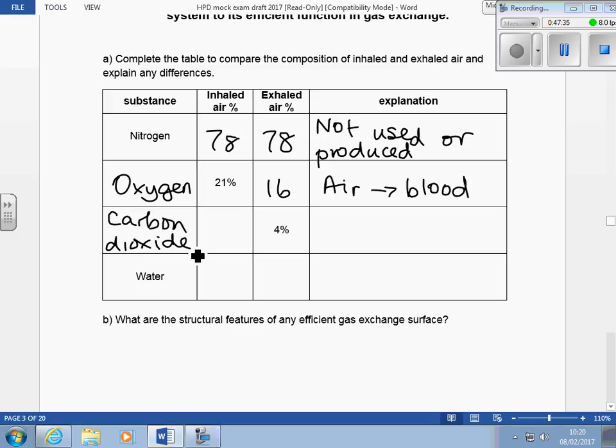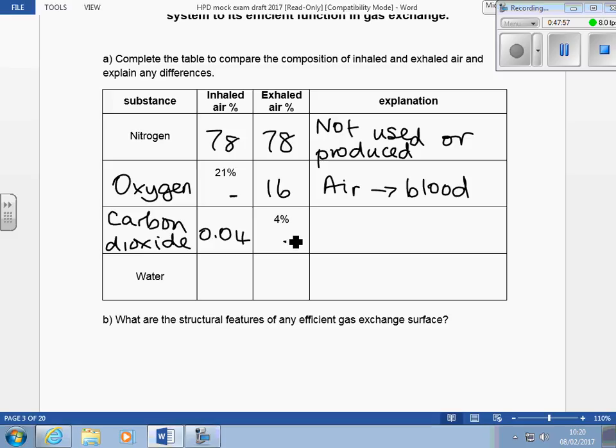Goes in at... I shouldn't have put percentages here and here, because they're already up here. Table jumped.